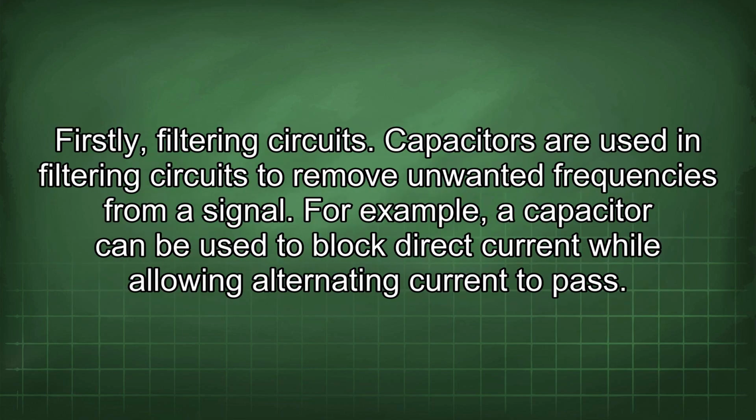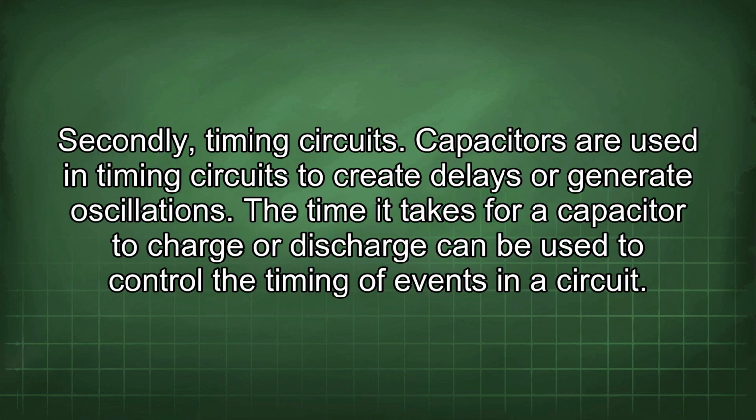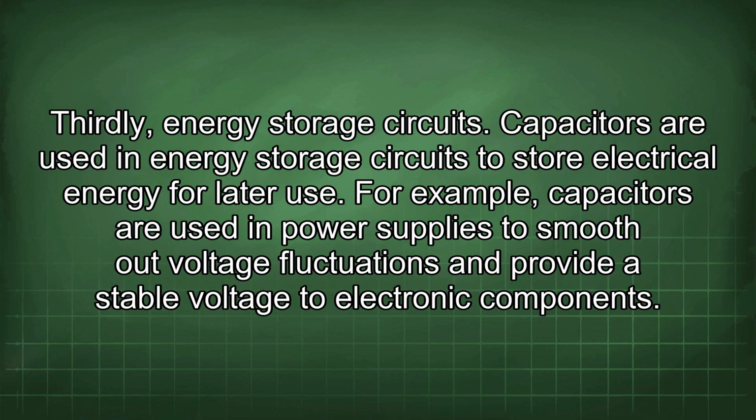Capacitors are used in many different types of electronic circuits. Firstly, filtering circuits. Capacitors are used in filtering circuits to remove unwanted frequencies from a signal. For example, a capacitor can be used to block direct current while allowing alternating current to pass. Secondly, timing circuits. Capacitors are used in timing circuits to create delays or generate oscillations. The time it takes for a capacitor to charge or discharge can be used to control the timing of events in a circuit.